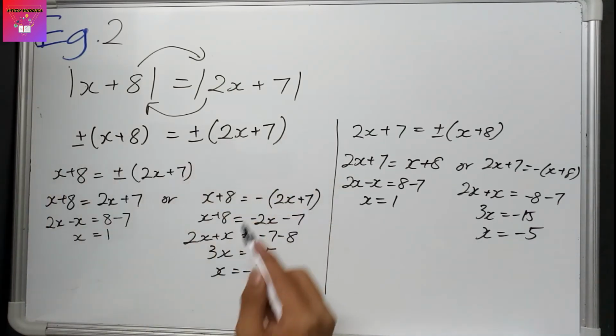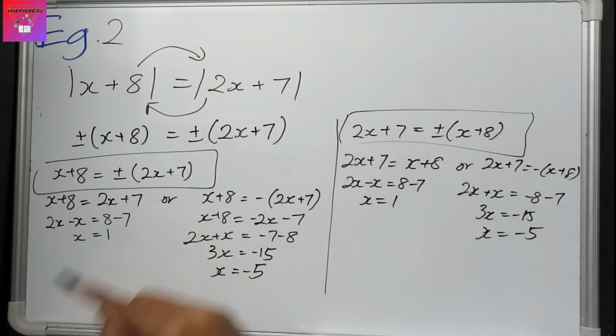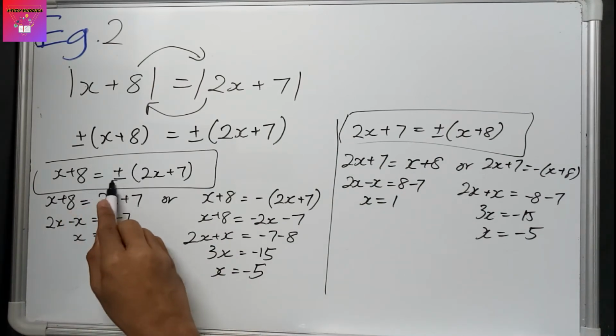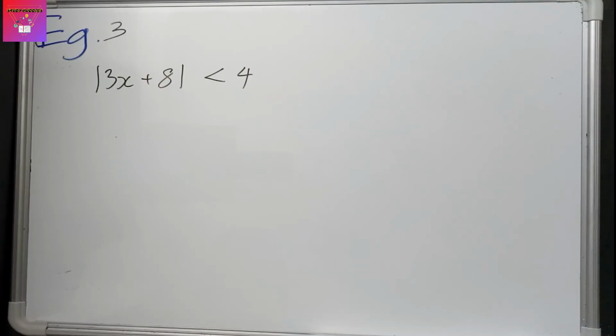So when you see questions like this, choose either one, either this form or this form, provided at least one of them retains its plus minus symbol. Now let's take a look at our third example. So if you notice, this example involves an inequality. So modulus of 3x plus 8 is less than 4.